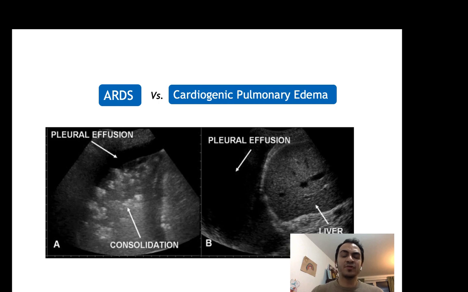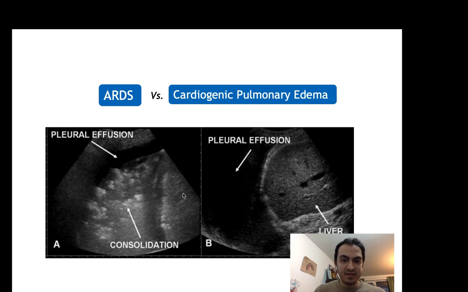The other important thing to look at when you are differentiating ARDS from cardiogenic pulmonary edema is looking at the costophrenic angles with your low-frequency probe with the indicator to the patient's head first, as we said. What you would expect to see in ARDS is consolidation. And consolidation is defined as the lung is transformed into a tissue-like structure.